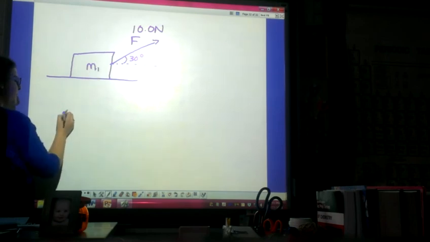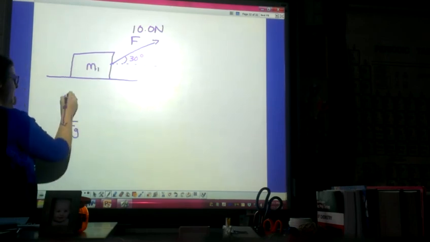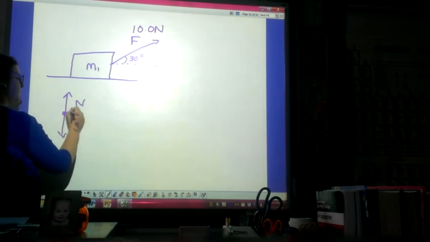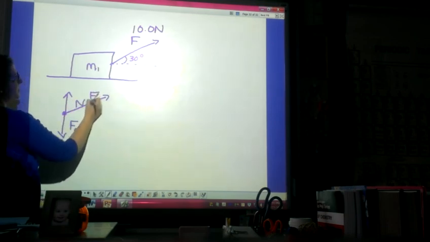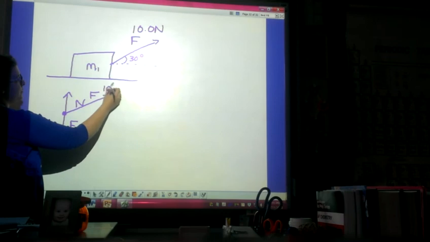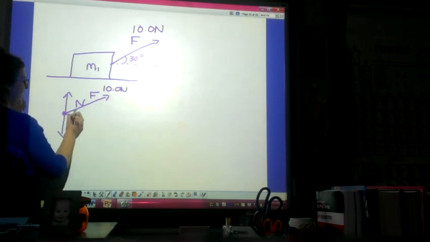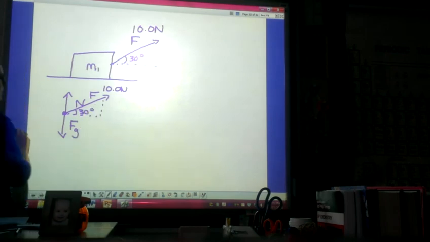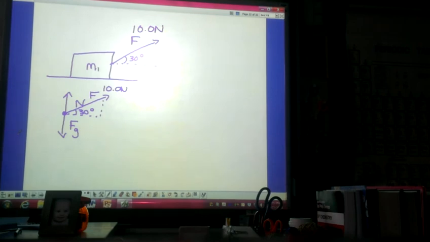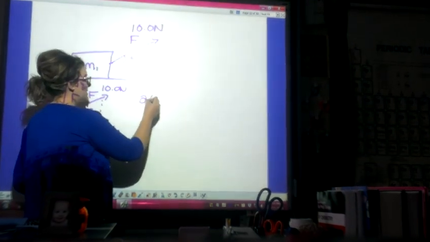Let's represent a free body. So I know it has a weight force. I know it has a normal force, and then I know it has this applied force, which we already know is 10 newtons, and that's at 30 degrees. So there's my free body diagram. The first part of that question asked me, what is the magnitude of the block's acceleration? My goal is to find what acceleration is.